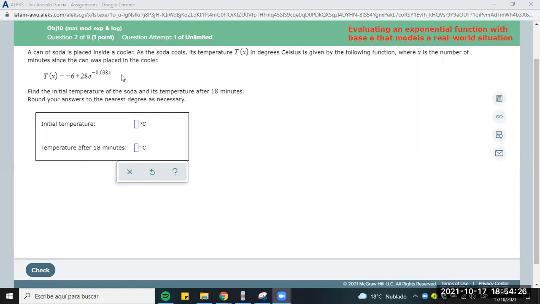So what we're going to do is evaluate first at the initial temperature. That means that t, or in this case the variable is x, equals 0, but that is time in minutes. So the only thing we are going to do is evaluate for this one. Sorry, 0.